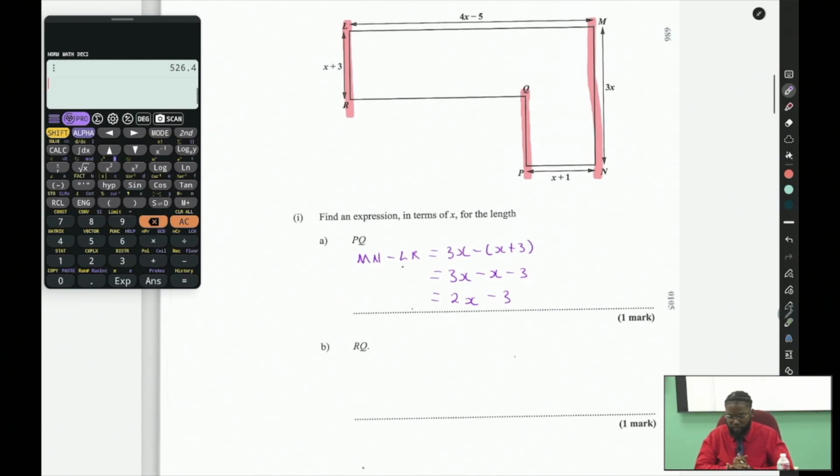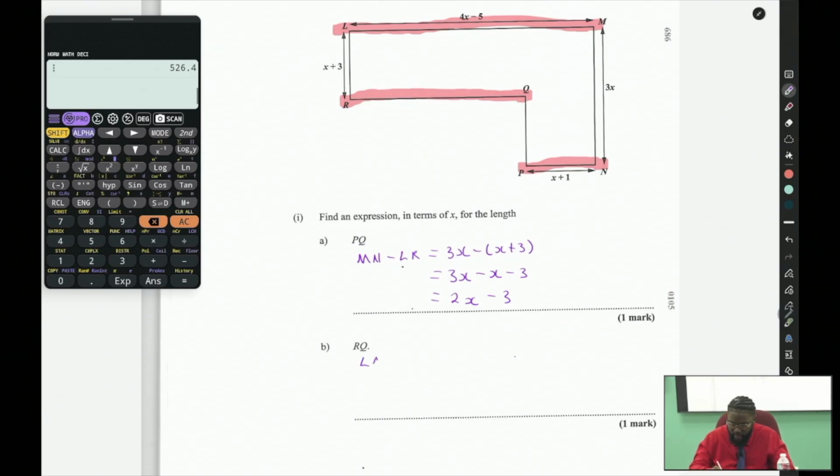So now RQ, we're going to do something similar. So this time RQ is a horizontal line. So to help us find it, we're going to need all the other horizontal sides. So we have LM, which is horizontal, and PN, which is horizontal. So to get RQ, we could subtract PN from LM. So let's go ahead and do that now.